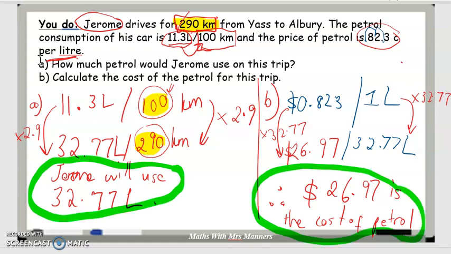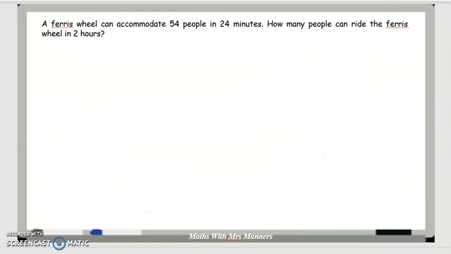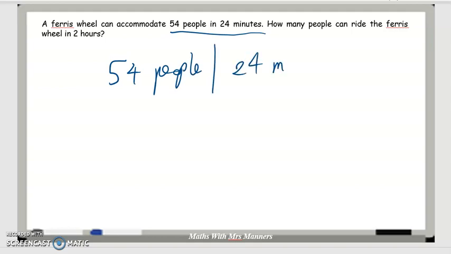All right, how are we going? 9 minutes. Don't want to go too much further. Let's do a quick last example. If you're feeling confident, I would pause the video, do it on your own, and then unpause it to see if your answer is the same as mine. A Ferris wheel can accommodate 54 people in 24 minutes. There is my rate. 54 people, 24 minutes. How many people can ride the Ferris wheel in 2 hours?